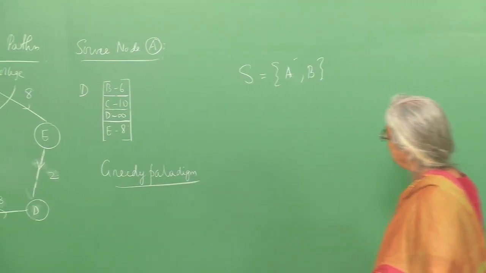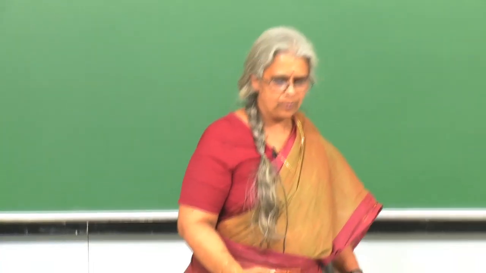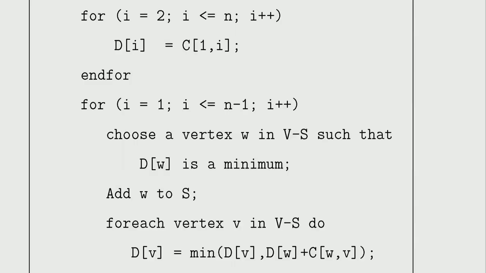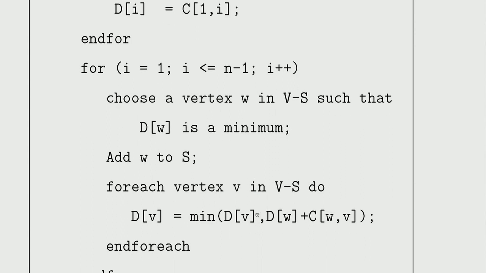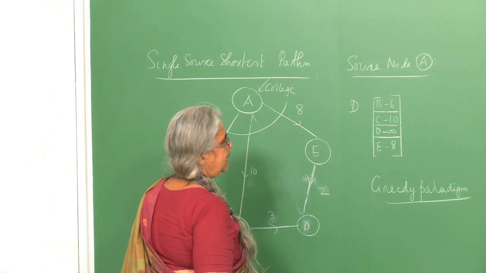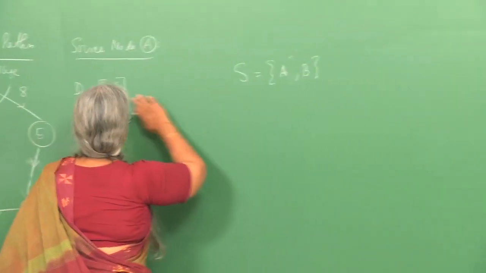So, what do we have now? We have A comma B, and I compute the distance. Then for each vertex in V, we look at one more loop over here. For each vertex V in V minus S, I update the distances. Now I have the shortest path from A to B, which is 6.